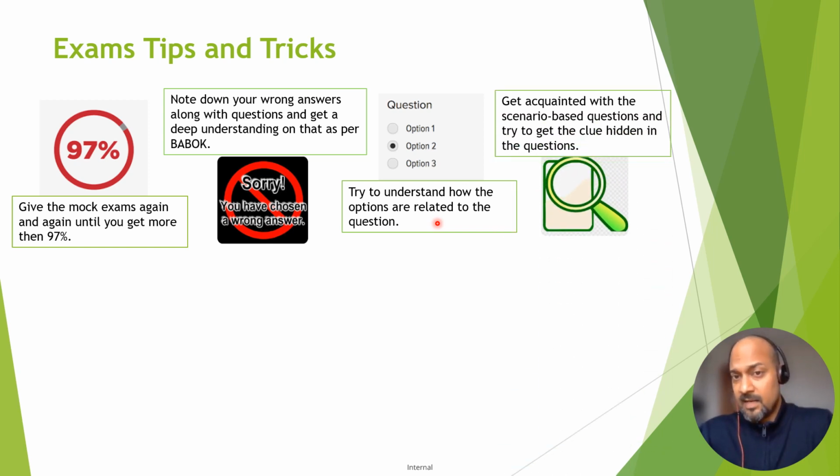Then get acquainted with the scenario based questions and try to get the clue hidden in the question. And I would say more than 50% of the questions have this scenario. So you should be familiar with the scenarios and how to answer those.